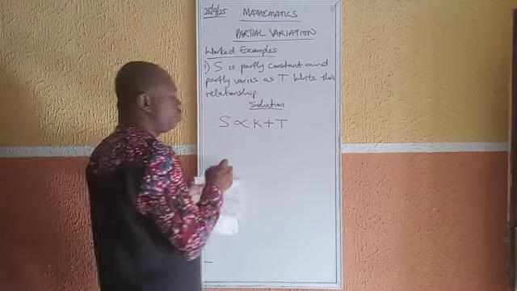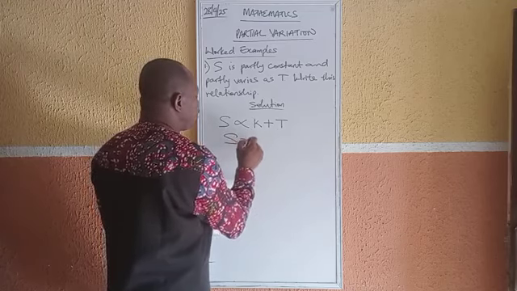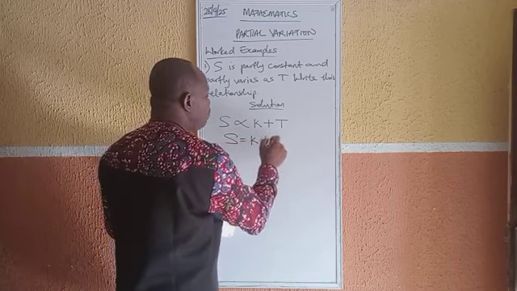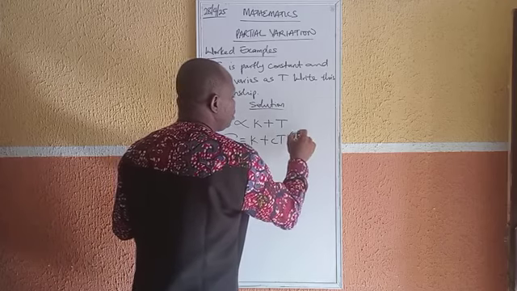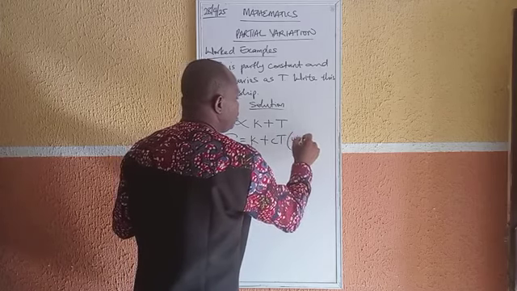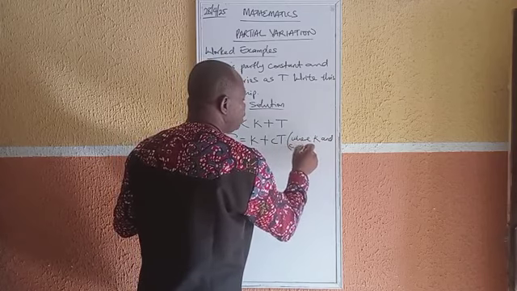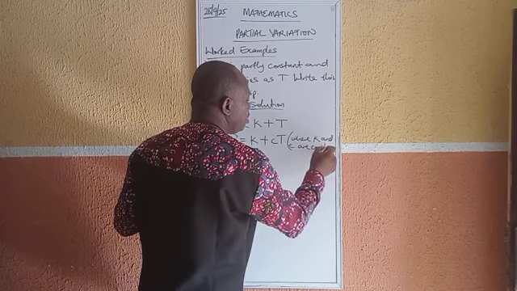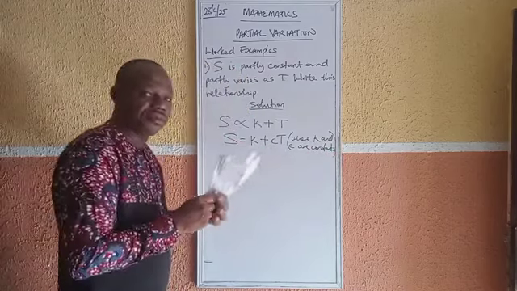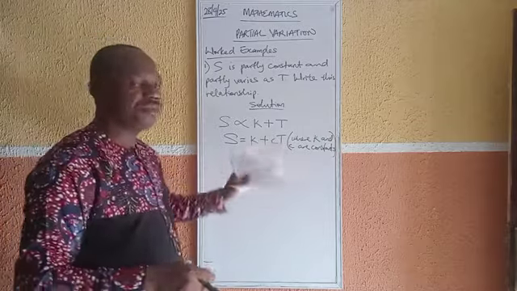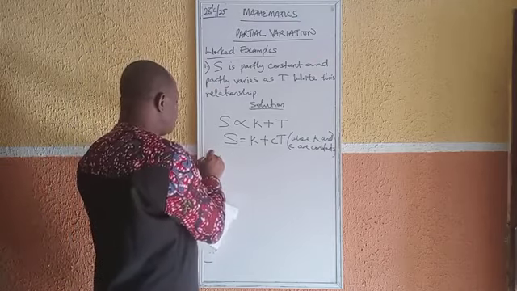If we introduce the other constant, we have one constant here already. It will be S equal to K plus CT, where K and C are constants. Let's look at another example.